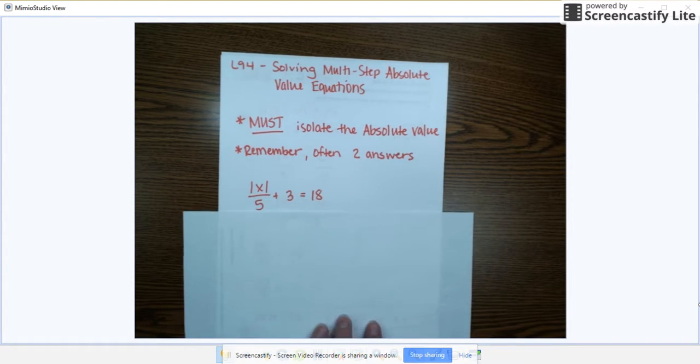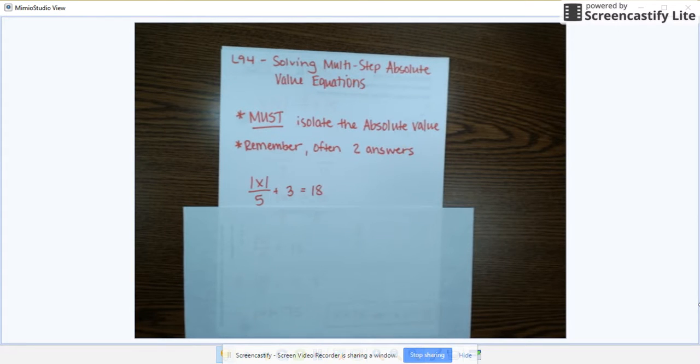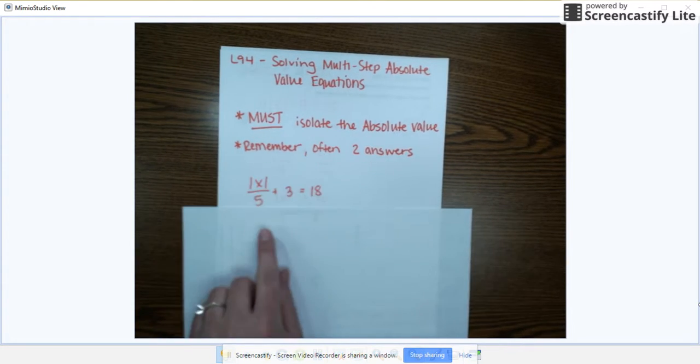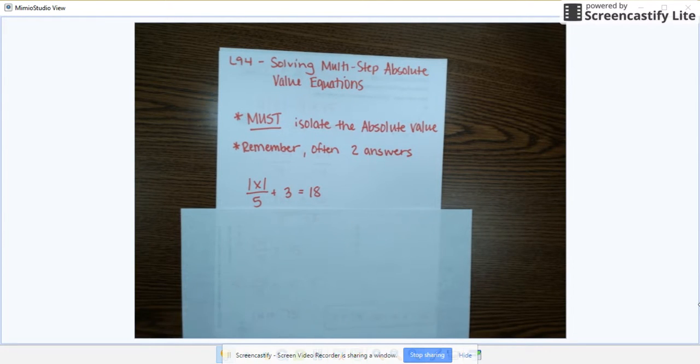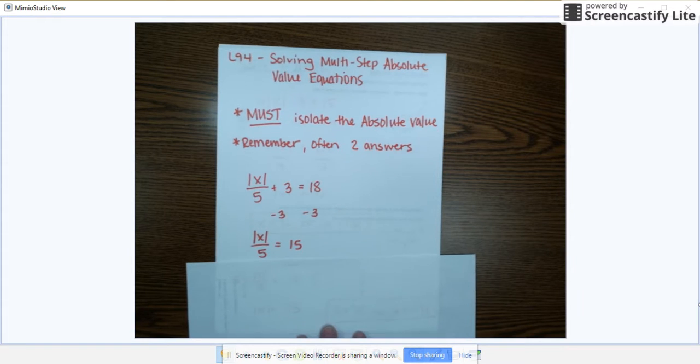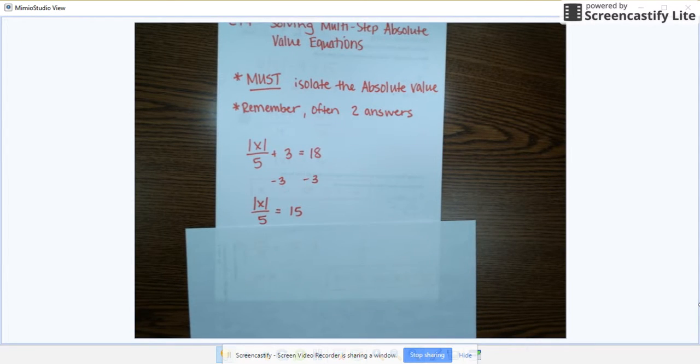Here's an example of a multi-step absolute value equation. So we have the divided by 5 along with the plus 3. So we just need to solve this like a regular equation. First, we're going to subtract 3. Gives us absolute value of x over 5 equals 15. Then we need to get rid of that divide by 5 by doing the opposite, which is multiply.